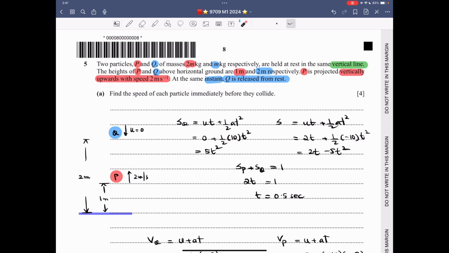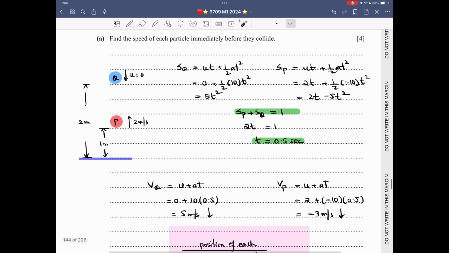Keep that in mind. Find the speed of each particle immediately before they collide. So this is a kinematics question. That is, displacement of Q plus displacement of P should add up to 1. So that is the working that we are doing. The total displacement adds up to 1 and we get t equals half a second. That means in half a second, P has moved up, Q has moved down, and they collided with one another.